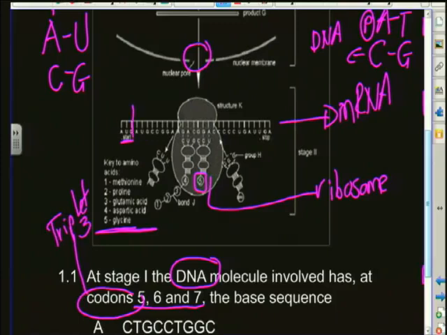Okay, so let's count. 1, 2, 3, that is codon 1. 1, 2, 3, that is codon 2. 1, 2, 3, that is codon 3. 1, 2, 3, that is codon 4. 1, 2, 3, that is 5. 1, 2, 3, that is 6. 1, 2, 3, that is 7. Now, what are we looking at? We want to know, at stage 1, the DNA molecule involved has at codons 5 and 6 the base sequence of.